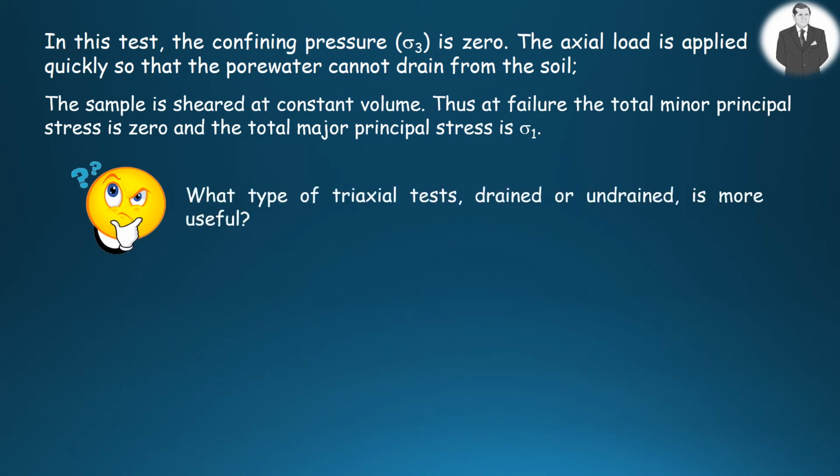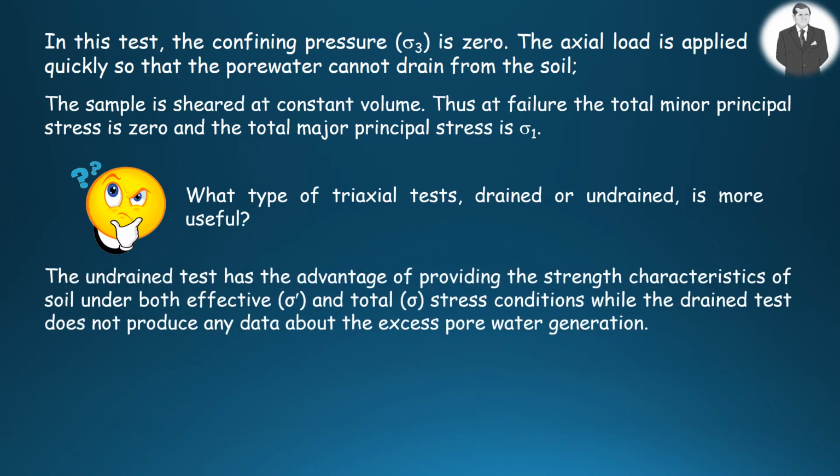The question is, what type of triaxial tests, drained or undrained, is more advantageous? Well, the undrained test has the advantage of providing the strength characteristics of soil under both effective and total stress conditions, while the drained test does not provide any data about the excess pore water generation.